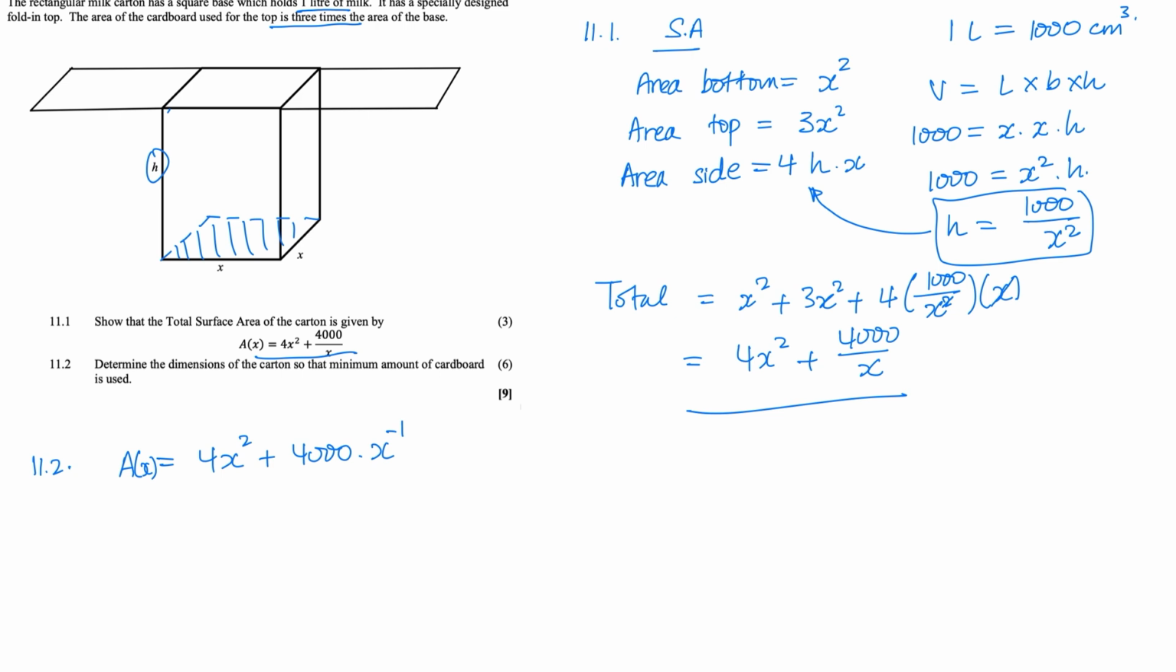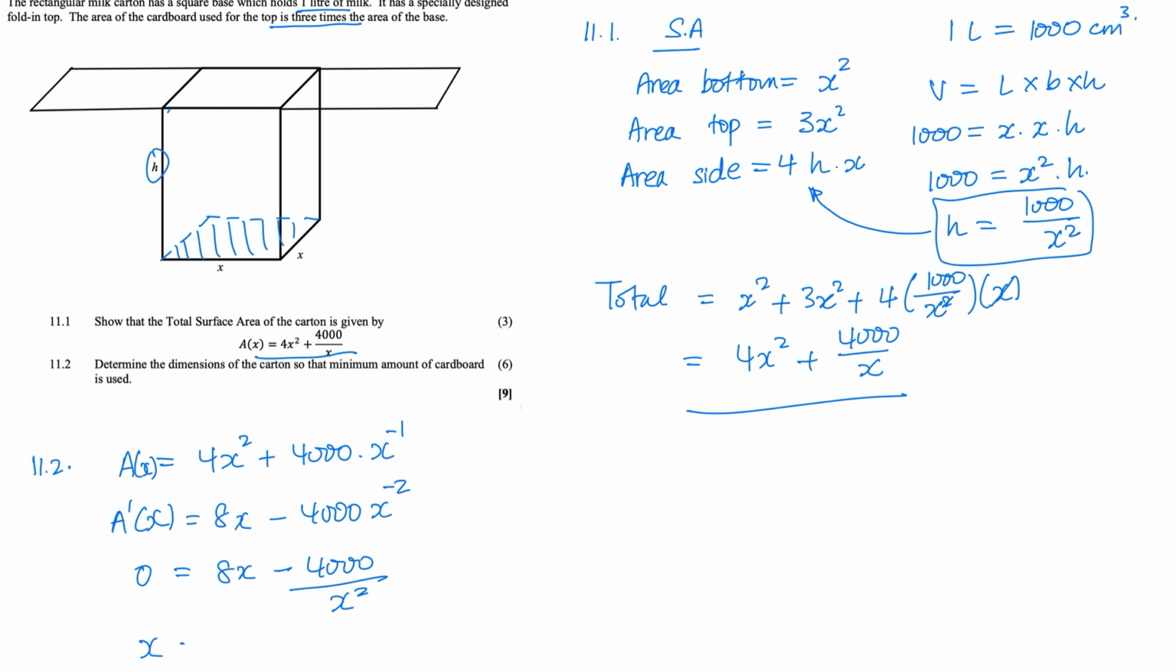The reason why we want to do this is because when you are optimizing, you need to take the derivative, and it's not easy to take a derivative when you have a denominator. So the derivative of this, A'(x), is going to equal 8x minus 4,000 x to the power minus 2. Now we want to minimize this, so we'll set the derivative equal to 0. So 0 is equal to 8x minus 4,000. And then here you can just bring it back to the denominator just to make it a bit easier. And now you can solve for x.